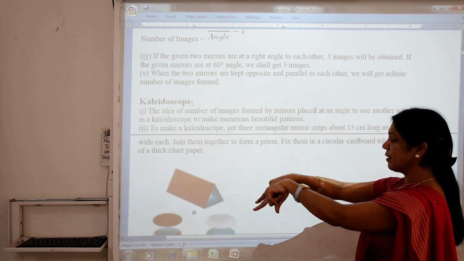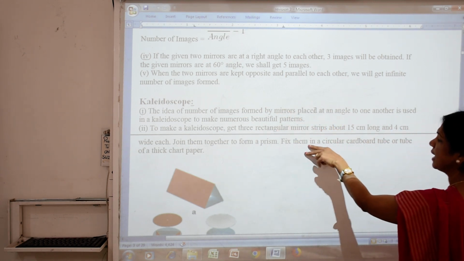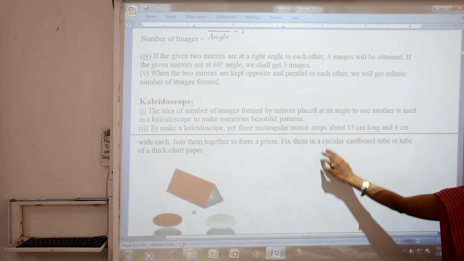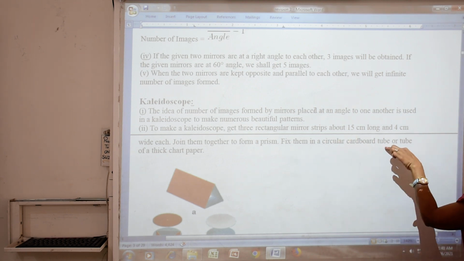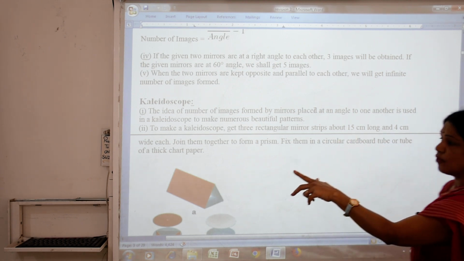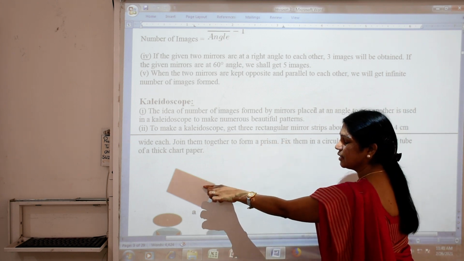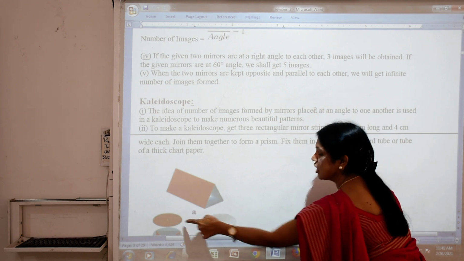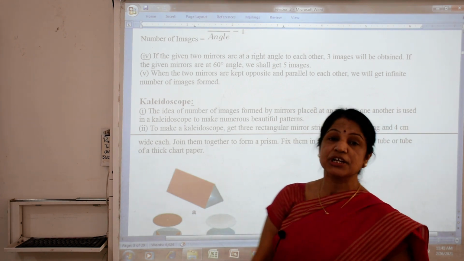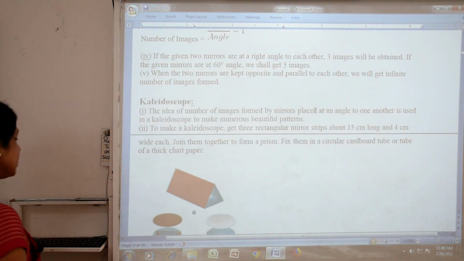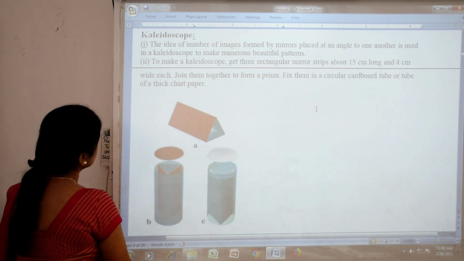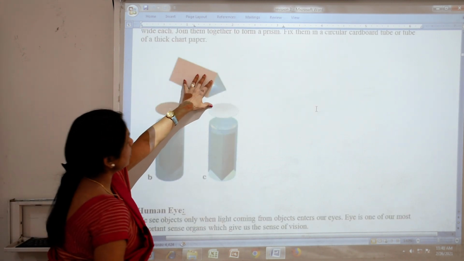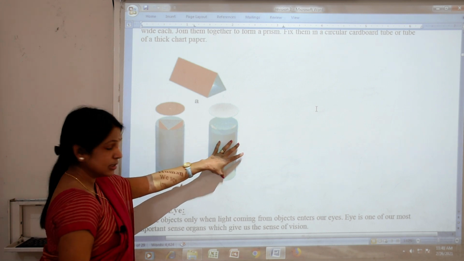By that we can make the prism and fix it in a circular cardboard tube, with a thick chart paper. This is the thick chart paper in a circular shape. So what is this, students? This is the kaleidoscope. Shown here are A part, B part and C part.